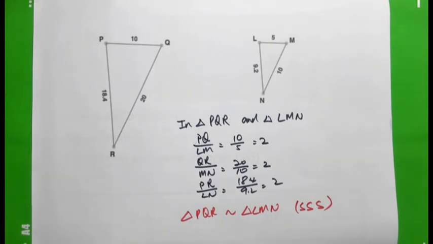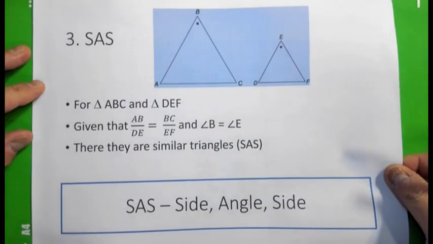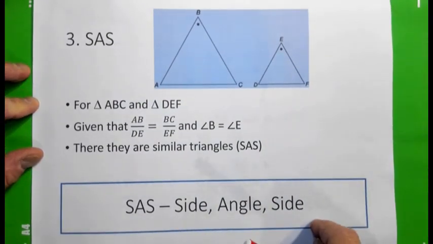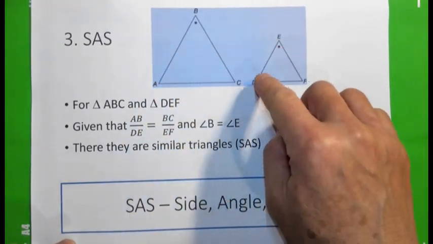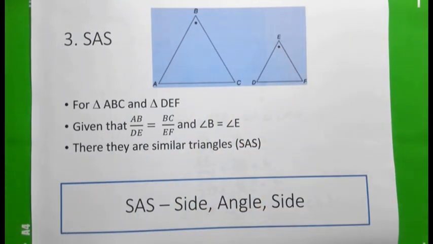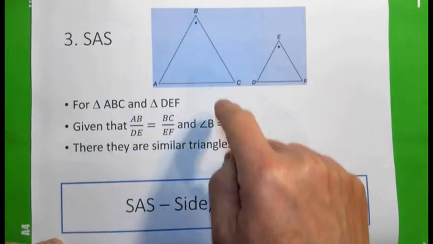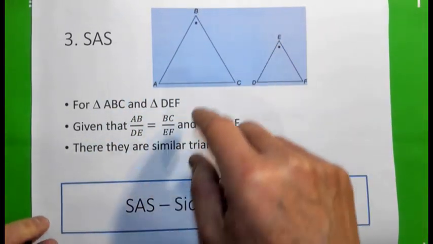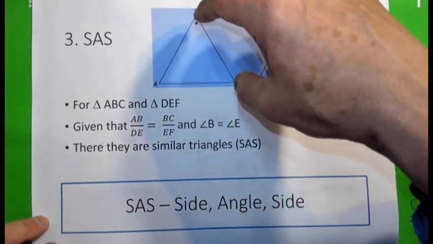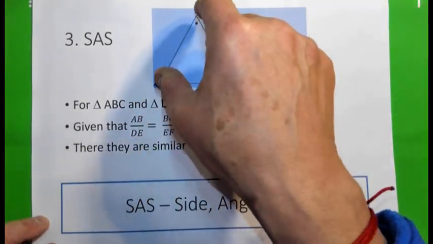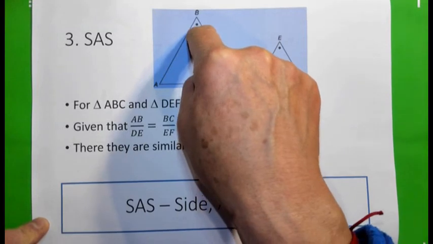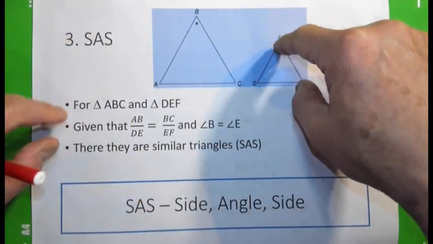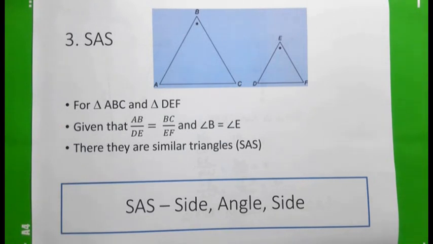Right. The third condition we need to look at is SAS, or side angle side. The side and the angle in between. So for triangle ABC and triangle DEF, if it is given that AB over DE is the same as BC over EF, that is, the corresponding sides are in the same ratio, and the angle B, which is in between the two sides, and angle E between the two sides are the same, we can say that these are similar triangles, which is SAS.